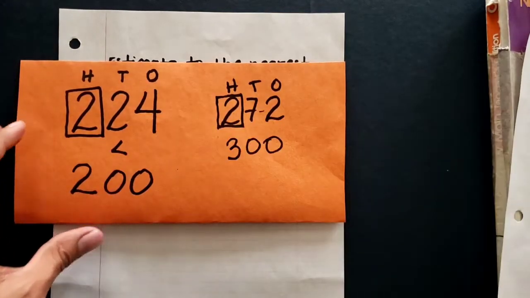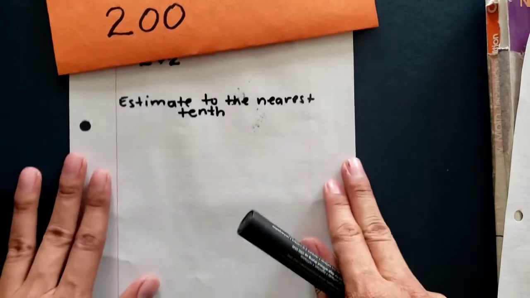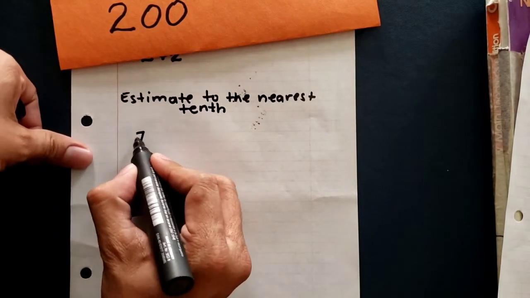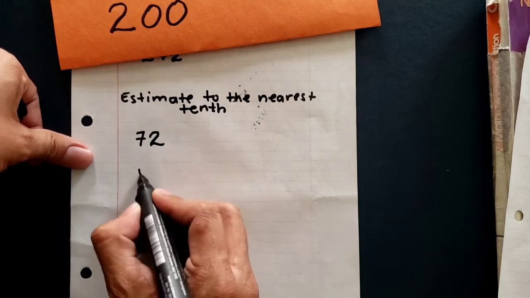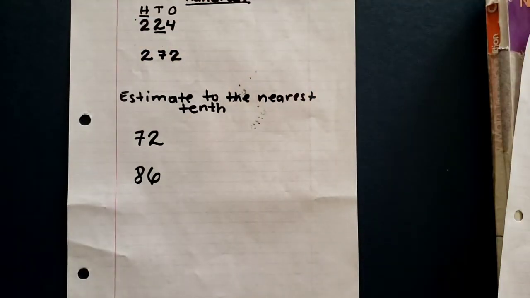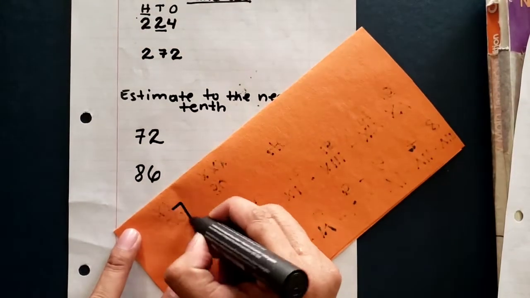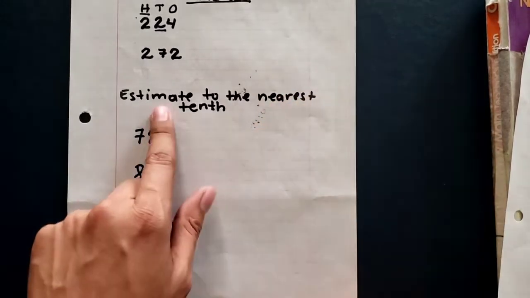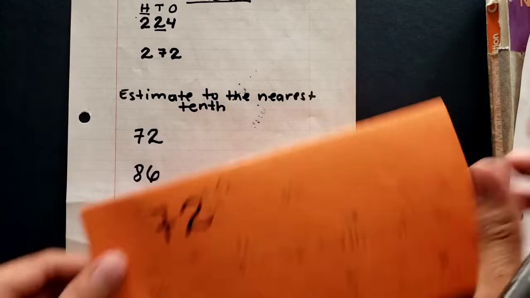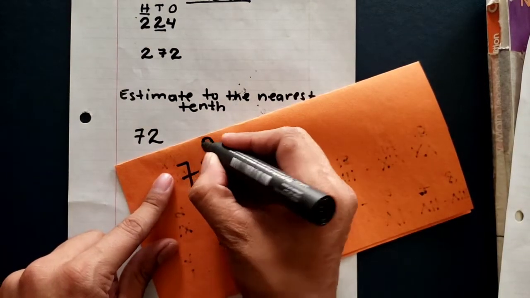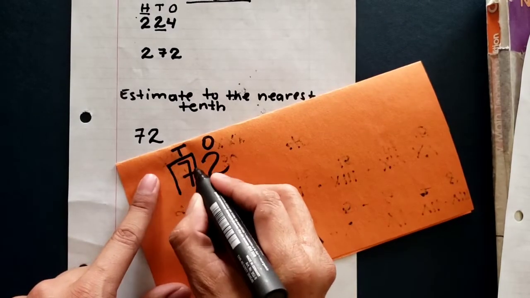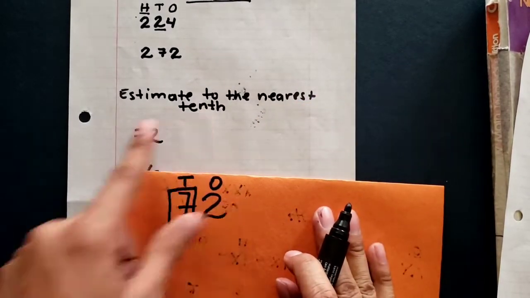Now we're going to estimate to the nearest tenth. We're going to do it differently. I have here 72 and I have here 86. The first one, 72. They tell me that I have to estimate it to the nearest tenth. First, write the place value. 1, 10. Which is the number that I need? The 10.